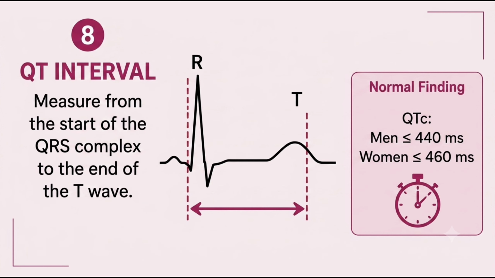QT interval. Finally, we assess the QT interval. The QT interval represents the total time for ventricular depolarization and repolarization. Because the QT interval varies with heart rate, clinicians commonly use the corrected QT interval, or QTc, when assessing whether the QT interval is prolonged. QT or QTc interpretation can be clinically important because significant QT prolongation can increase the risk of certain ventricular arrhythmias.